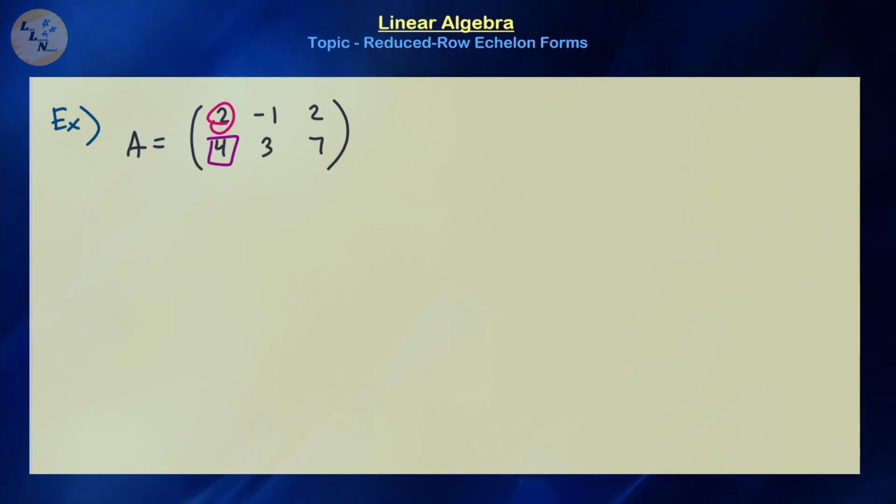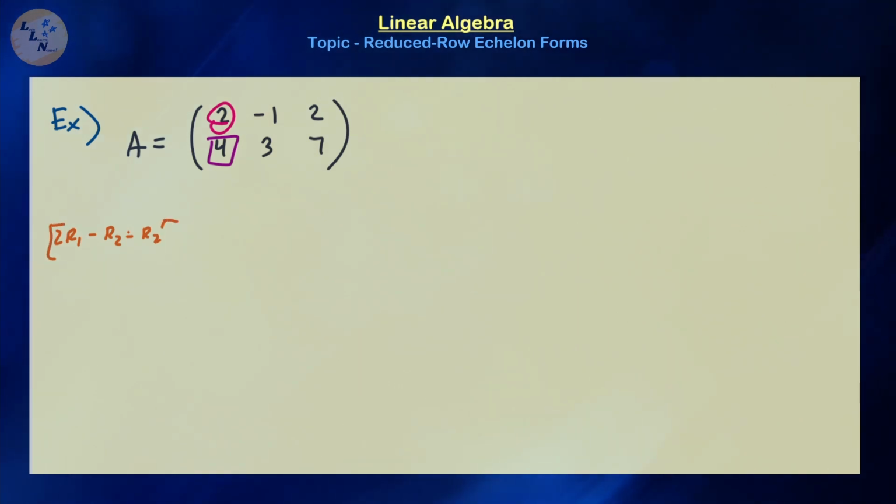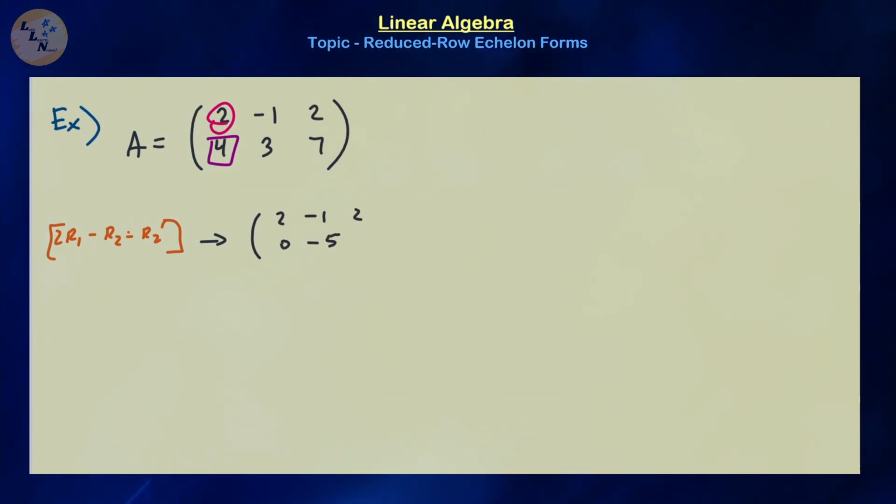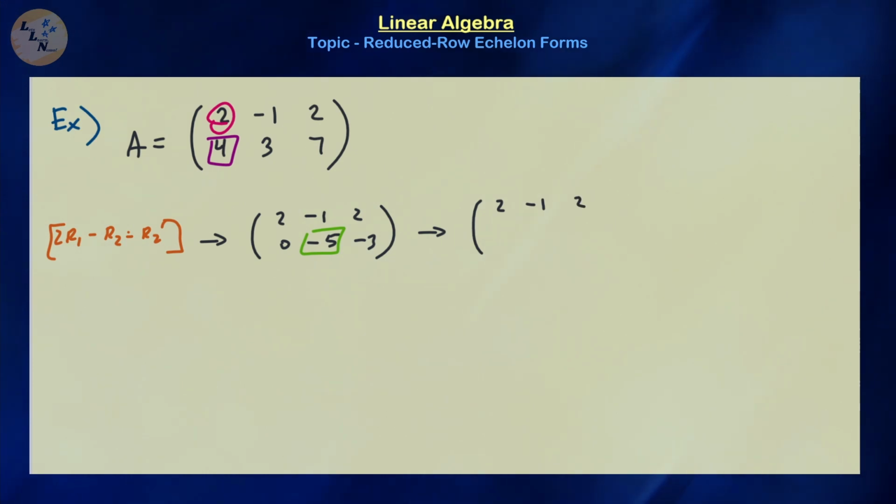So what operation will we perform here? We can do 2 times row 1 minus row 2 in order to generate our new row 2. Once we get that, we're going to have the new matrix 2, minus 1, 2, 0, minus 5, minus 3. Now the next thing is to turn this into our pivot. So what we can do first off is multiply that by negative 1, and that's going to give us the matrix 2, minus 1, 2, 0, 5, and 3.